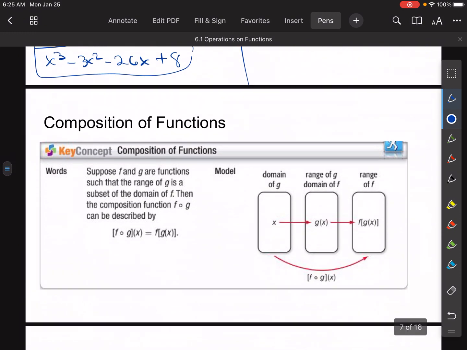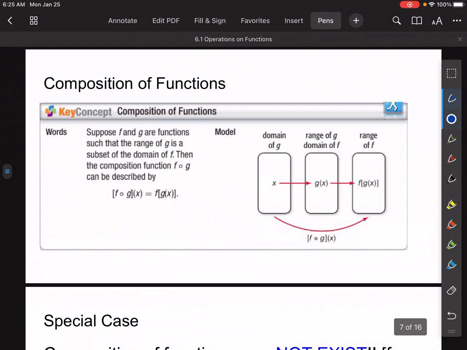Now let's move along to composition of functions, now that we're comfortable with those rules. The composition of functions is where we take a whole function and insert it into another function. So if you see something like f of g, we call it f composed with g, where we take the g function and compose it into the f function.